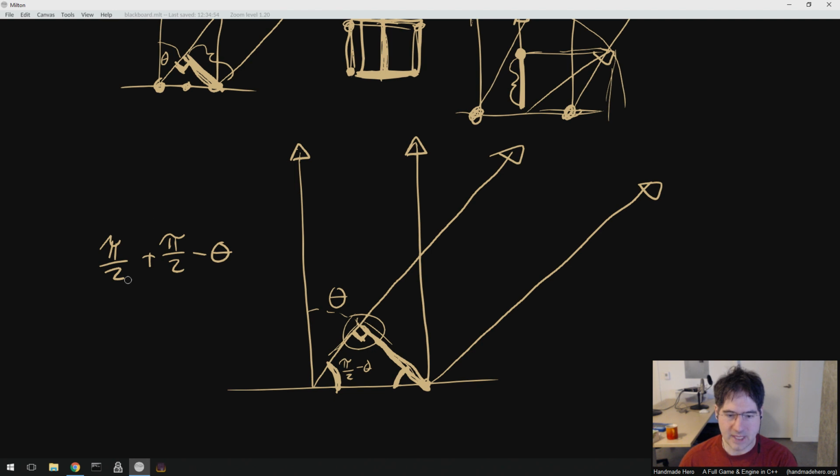Makes sense? And we know that the interior angles of the triangle would have to add up to pi. So if we actually want to know what this angle is, well, this angle also will end up being theta, right? Because if you take a look at what this simplifies down to, we end up with 2 pi over 2 minus theta.